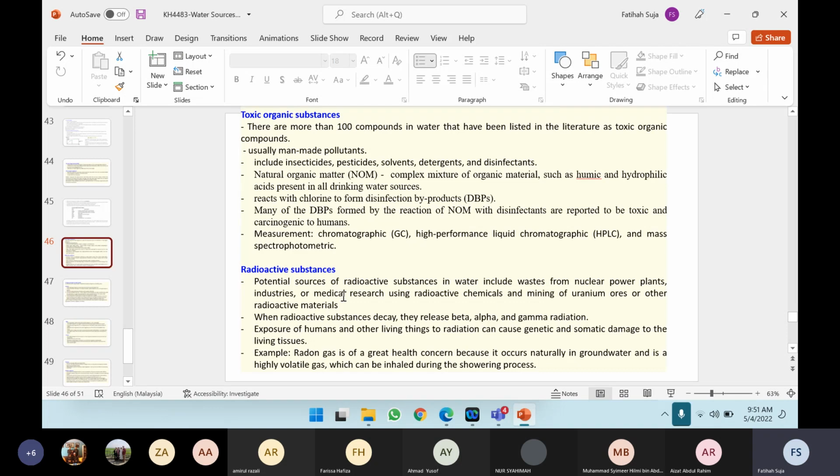Okay, radioactive substances, usually in groundwater. So this is an example: radon gas is of great health concern because it occurs naturally in groundwater and is a highly volatile gas which can be inhaled during the showering process. Okay, so most of the time the radioactive substances are what you get from the groundwater.